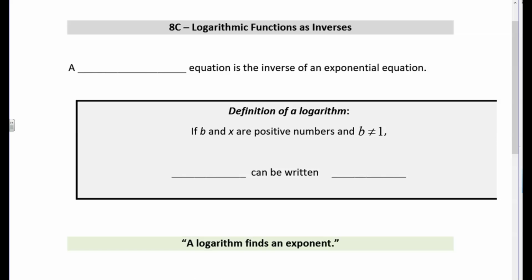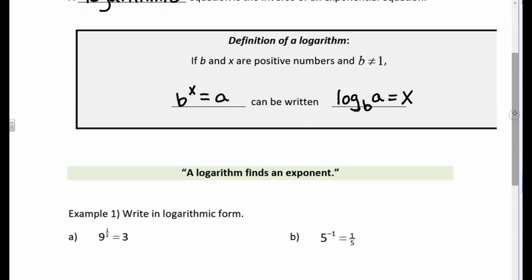And welcome to Lesson 8C on logarithmic functions as inverses. A logarithmic equation is the inverse of an exponential equation, and our definition of a logarithm says that if b and x are positive numbers and b does not equal 1, then b to the x equals a can actually be written as log base b of a equals x. Basically, what's happening here is a logarithm finds an exponent.